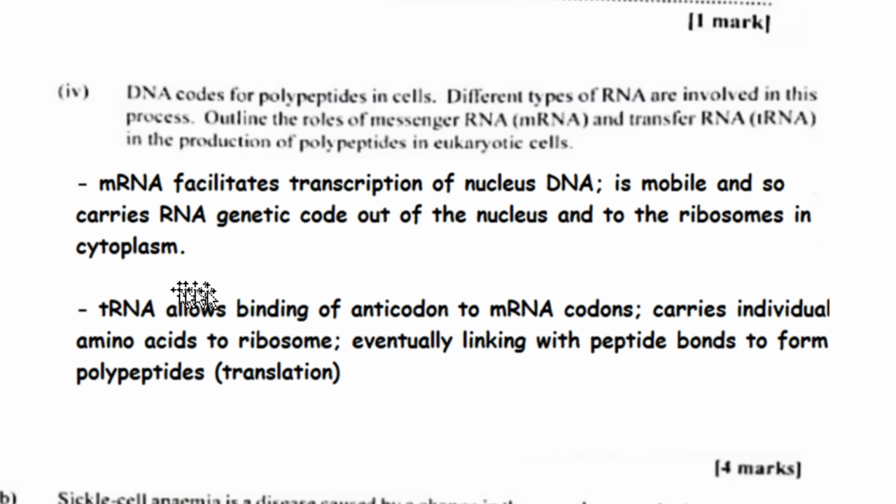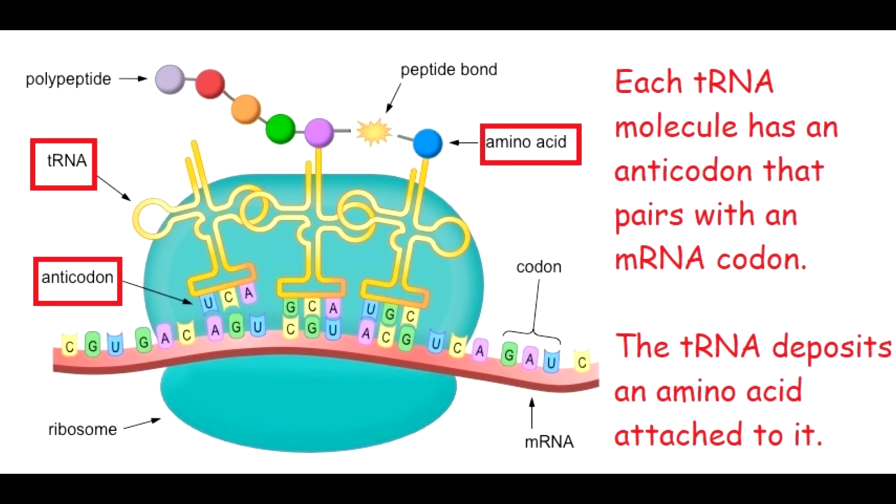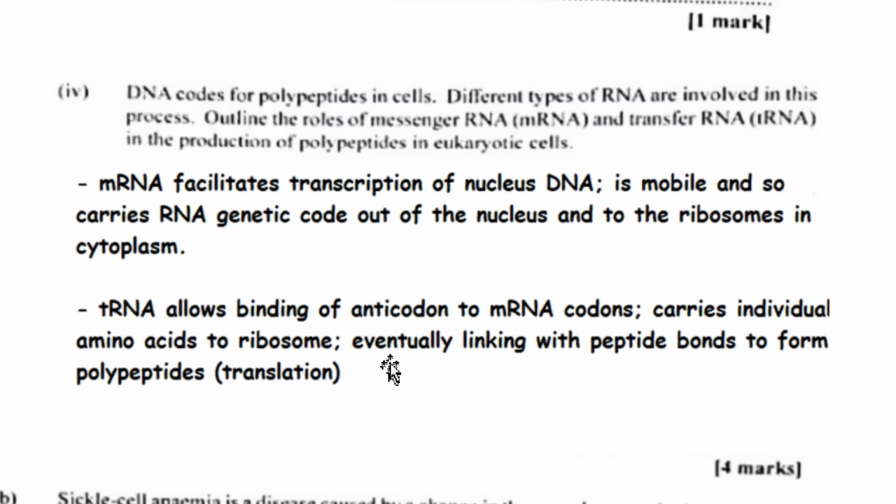Transfer RNA allows the binding of an anticodon to an mRNA codon. So I'll put up a little diagram just to show what that means. It carries the individual amino acids to the ribosome, like how each code I saw there was for a specific one, like the tryptophan and the serine. Eventually these will link with peptide bonds, because it's a polypeptide chain, to form polypeptides, and eventually they will fold into proteins. These proteins could be anything.